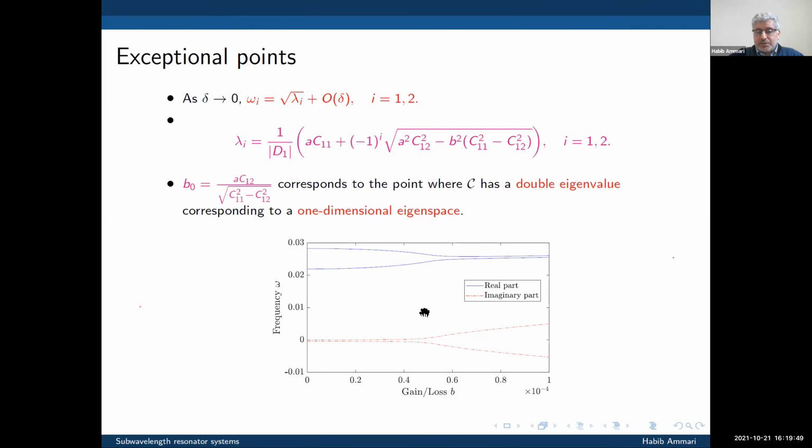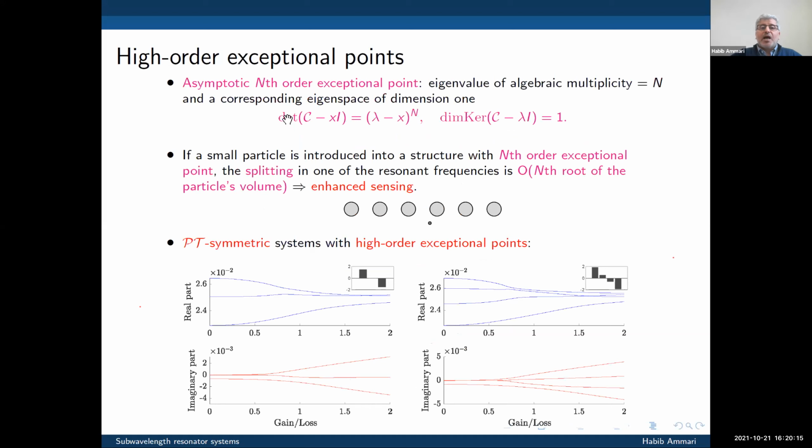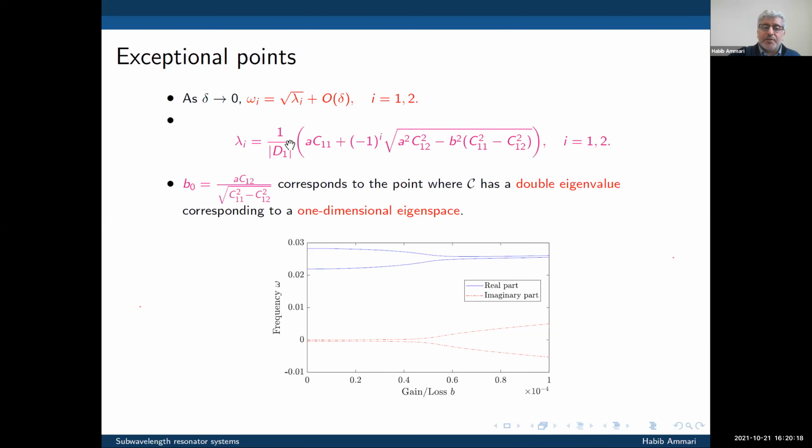Okay, so this is what I said about the complex conjugate nature of the spectrum of the capacitance matrix. B0 is here. For B larger than B0, the spectrum is complex conjugate, and for B smaller than B0, the spectrum is real. So we call this value B0, the value which corresponds to this exceptional point. Okay, now at that exceptional point we have two eigenvalues coinciding and the corresponding eigenvectors coinciding.